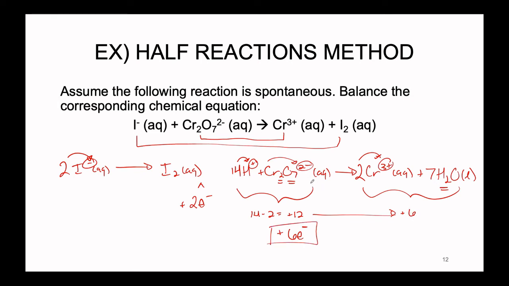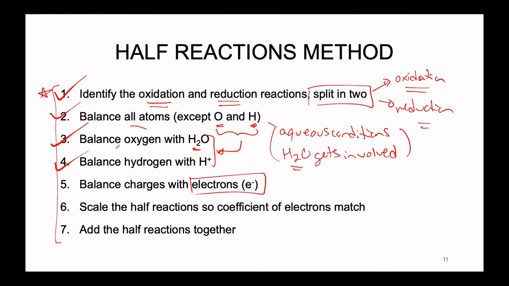gained as a reactant. We can insert them right there in our overall equation. All right, so all of our charges have now been balanced with electrons. Our second to last step, and really the last step that's actual work, is we have to scale our reaction so that the coefficients on the electrons match.